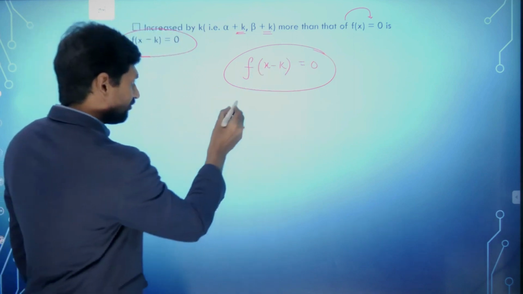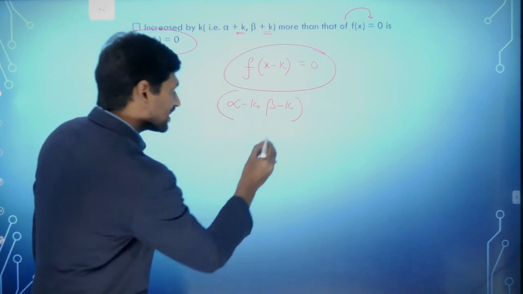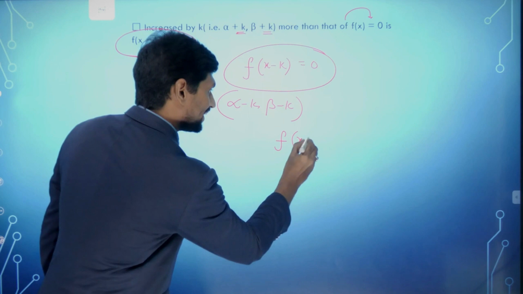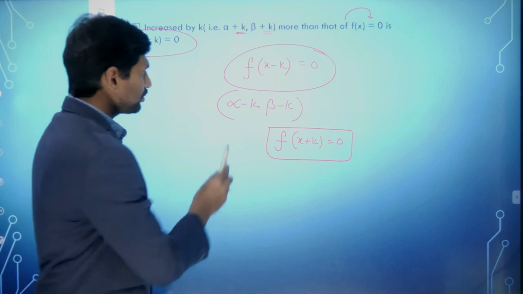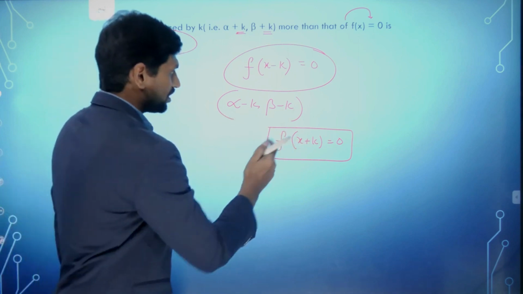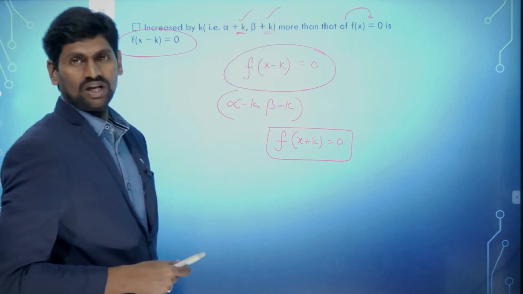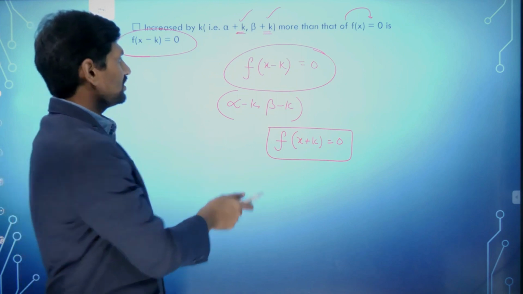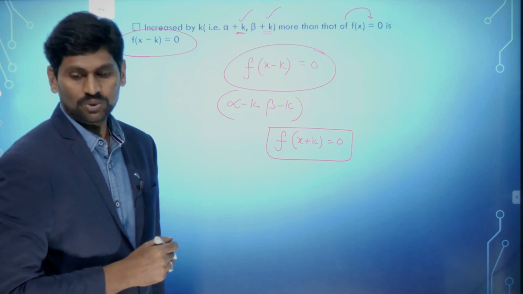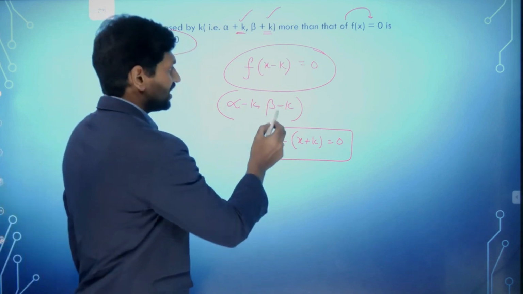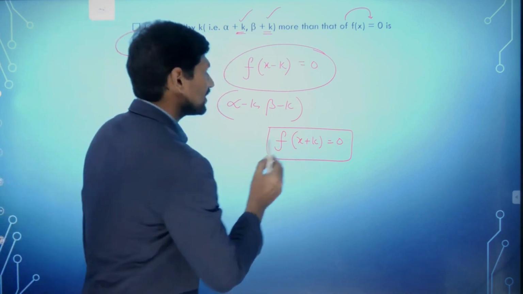Okay. In case alpha minus k, beta minus k are roots of f of x, then the required equation is f of x plus k. That means for a positive symbol we need to take negative. For a negative constant we have to take positive. Okay? Your constant is what? K value, positive k. If you have extra constant values added to the roots, then f of x minus k is a quadratic equation. Same way, alpha minus k, beta minus k are roots. The required quadratic equation is f of x plus k.